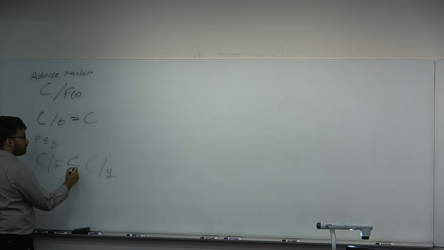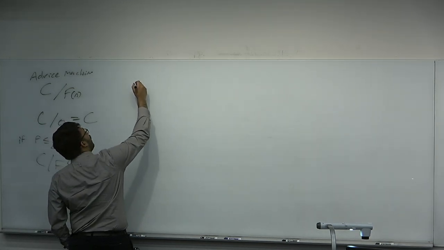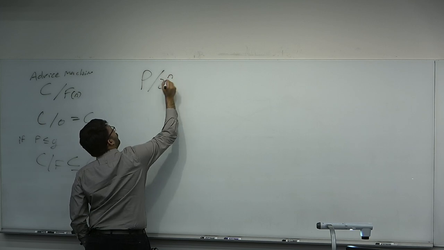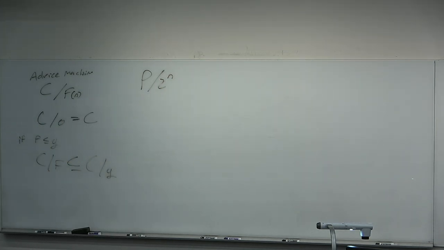More advice, more power, right? How much advice is too much power? Consider we took polynomial time and we augmented it by exponential advice. How big is 2 to the n advice? Think about anything you could possibly decide given 2 to the n.